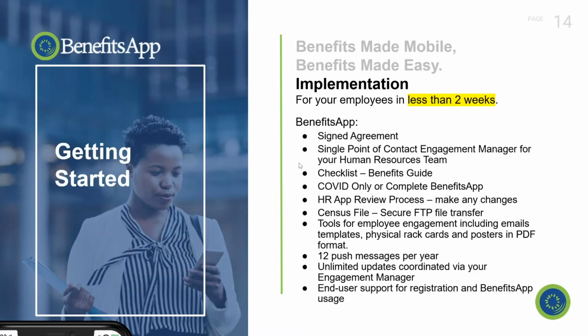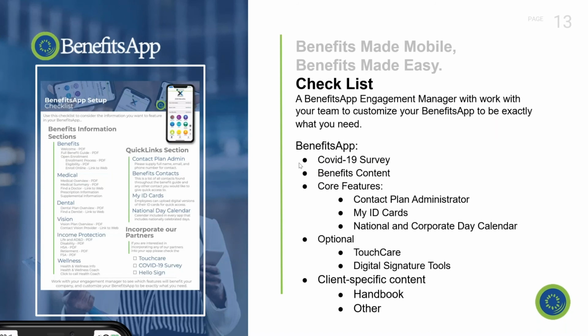So if we go to the next page. Yep. Sorry. So this lays out the checklist, and this is a great way to get started. It helps the benefit engagement manager work with your team to develop exactly what it is you want within your app. And if you look on the left-hand side, you can see there's things like benefit information. Generally, we start with your benefit guide, and we break that out into medical, dental, vision, income protection. And we put all of these into the app. And we also obviously have the COVID-19 survey, and we have core features such as contact your plan administrator.